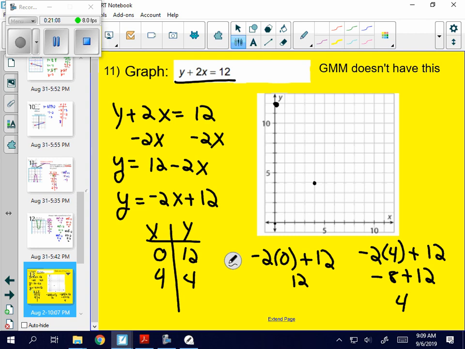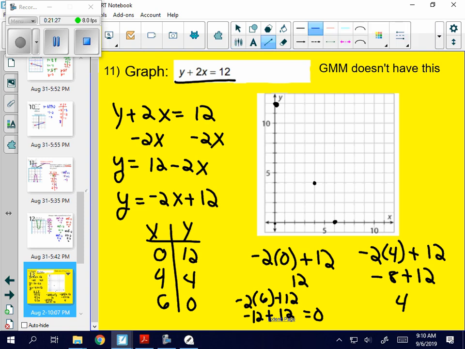So if we plug in 6, we've got negative 2 times 6 plus 12, negative 12 plus 12, and we get 0. When we plugged in 6, we got 0. And those are in line, and you could connect those with a straight edge. When you have 3 points in line, you are pretty much sure that you have not made a mistake. Let's do the last problem.